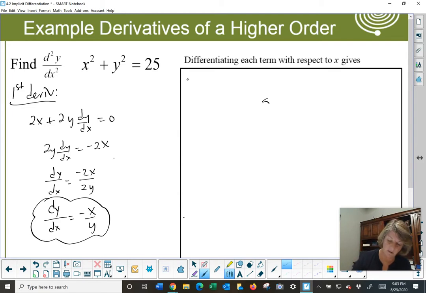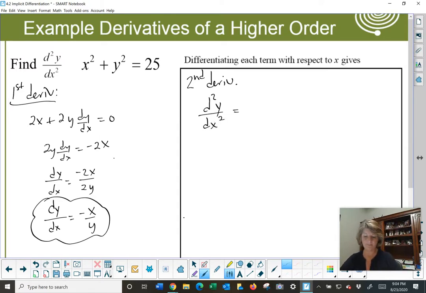So we're going to go into the second derivative. It will still be an implicit differentiation. Remember how to do your notation for second derivative. Looks like that. And now we're going to use the quotient rule, right? Quotient rule comes into play on this one.